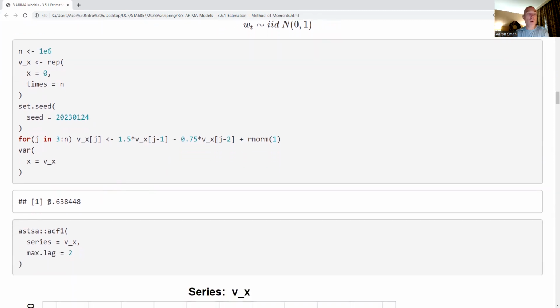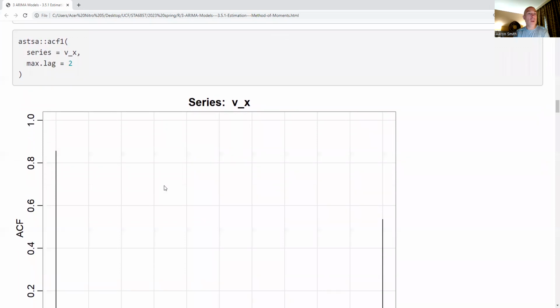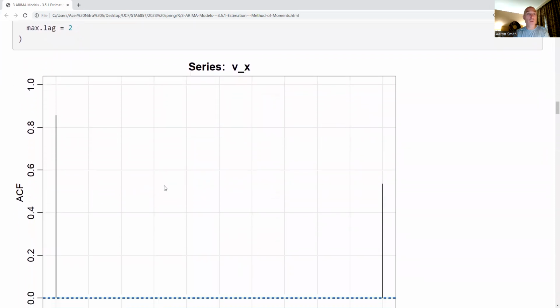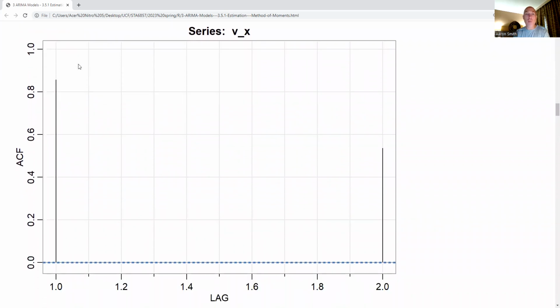And here is our overall variance of about 8.6. And here we can look at the autocorrelation function. Here I chopped it off at 2 because we know that's going to be 0 past that, since we know it's degree 2 from how I built it.